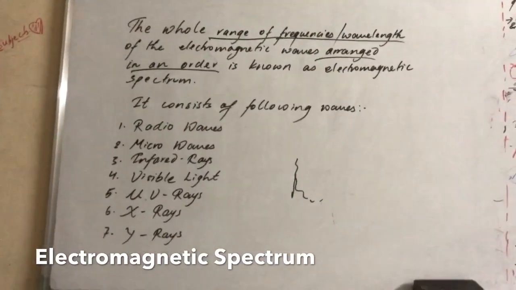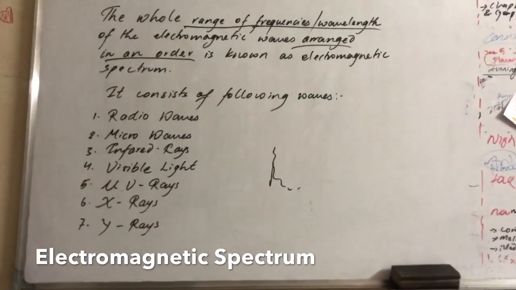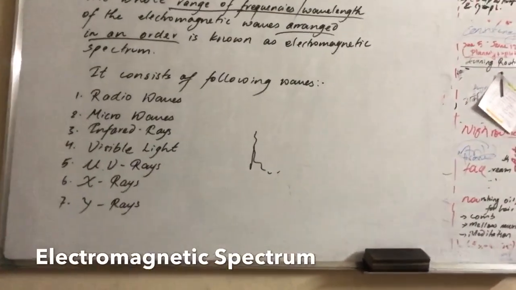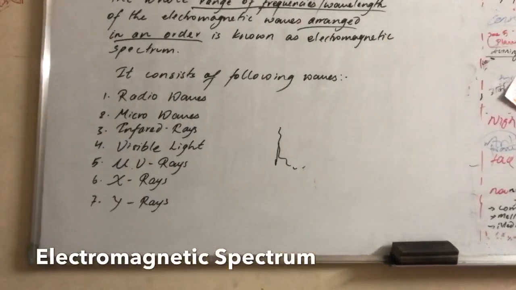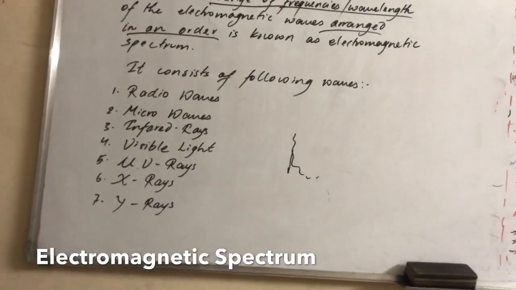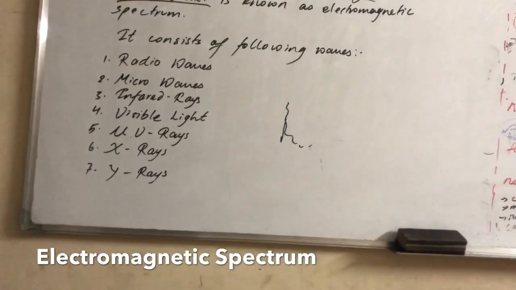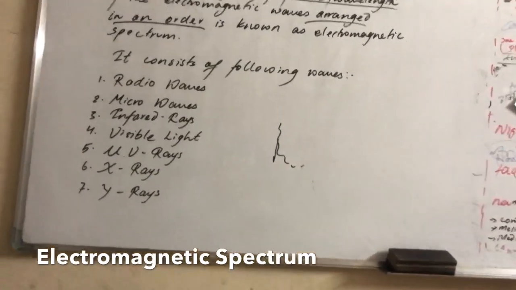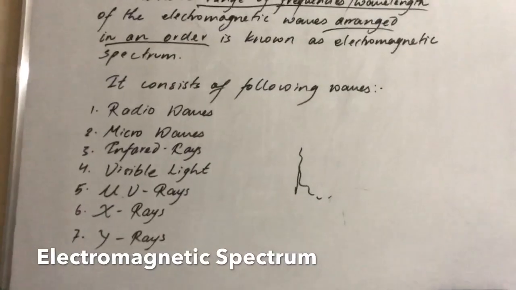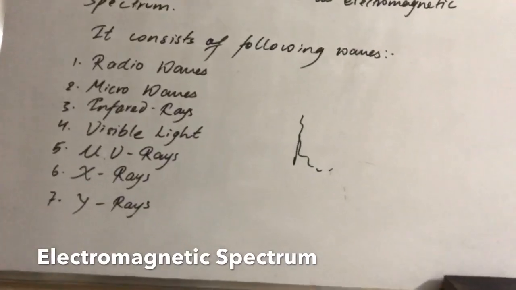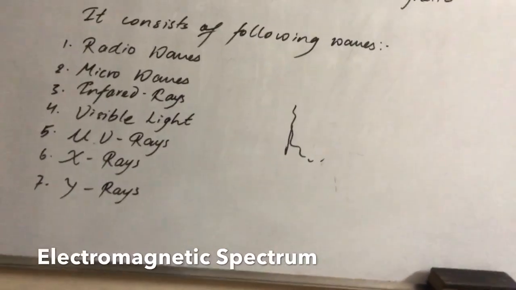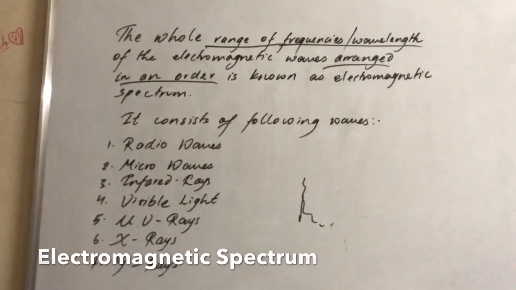Alright, so it consists of the following waves. It consists of 7 waves: radio waves, microwaves, infrared waves, visible light, UV rays, X-rays, and gamma rays. For these 7 waves we need to know the wavelength and frequency. So, back to the next part.